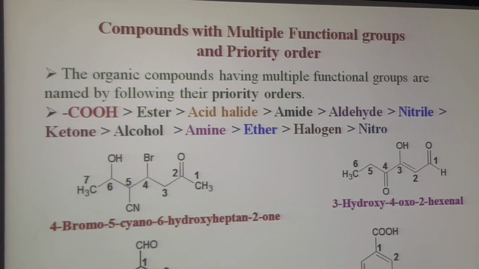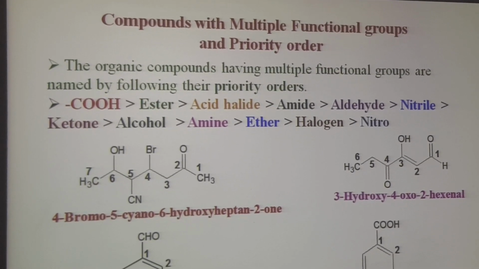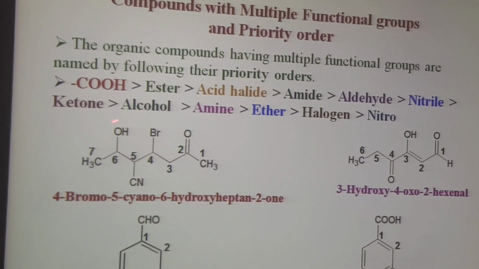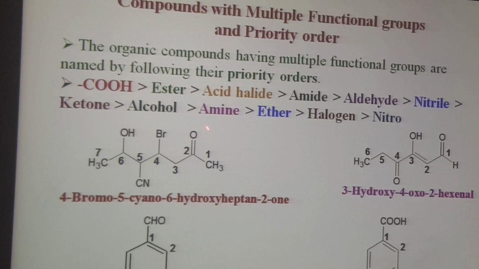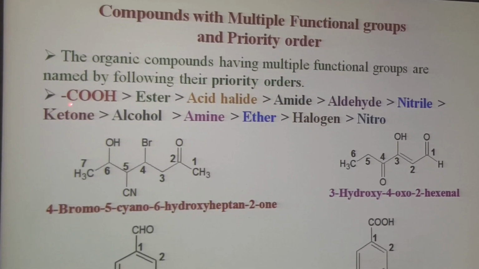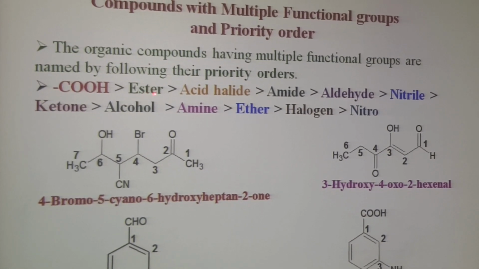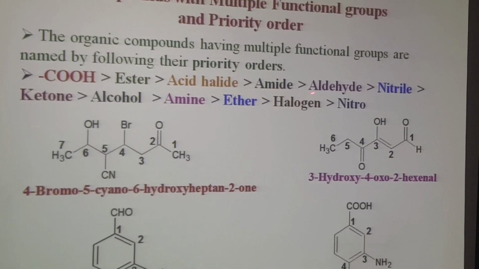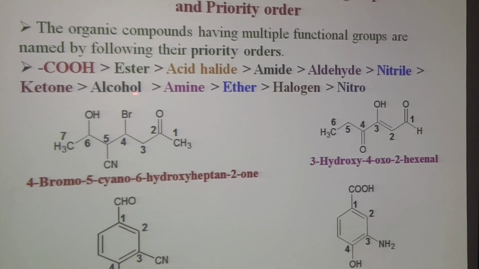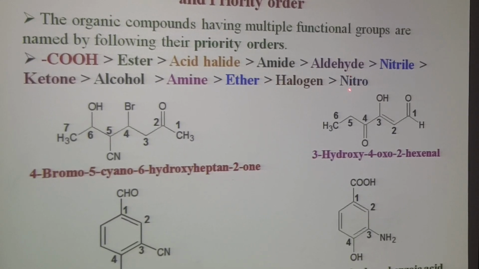So let's start with the priority order of different functional groups. For example, if in the same molecule we have multiple functional groups, then we must assign the priority order so that we start numbering from the highest priority group. For example, carboxylic acid is number 1, and then ester, acid halide, amide, aldehyde, nitrile, ketone, alcohol, amine, ether, halogen, and then nitro group.